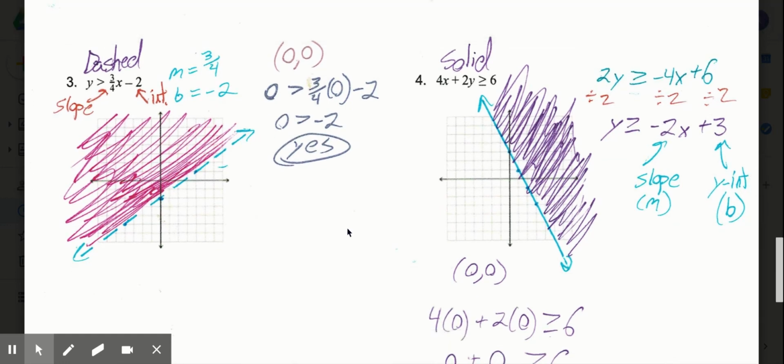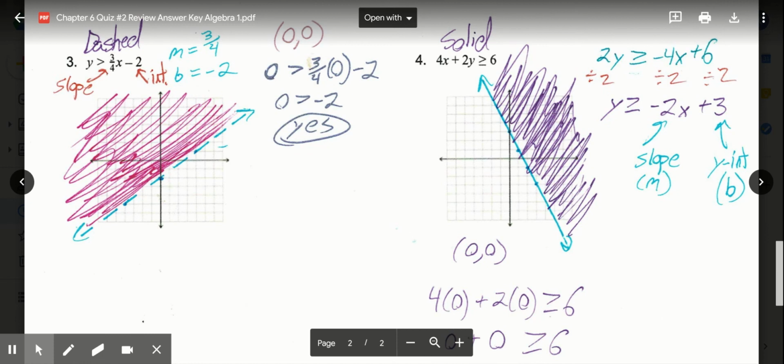And in number 4, we have a greater than or equal to scenario. So I know right away it's a solid line. But I need to rearrange to solve for y to get it into y equals mx plus b. So in that case, right away, I would subtract 4x from each side, and I get 2y is greater than or equal to a negative 4x plus 6. Then we need to get y alone, so we would divide everything by 2. So y is greater than or equal to a negative 2x plus 3.